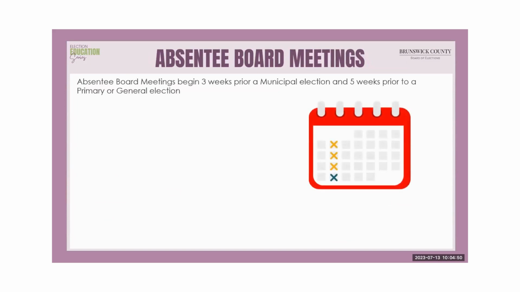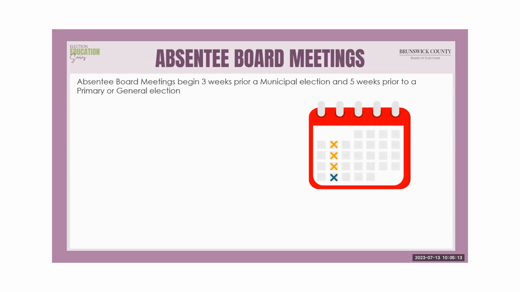Absentee board meetings begin 5 weeks prior to a primary or general election and 3 weeks prior to a municipal election. The schedule of board meetings can be found on our website under the Board Meetings tab. These meetings are live streamed and open to the public. Ballots are presented at weekly absentee board meetings.